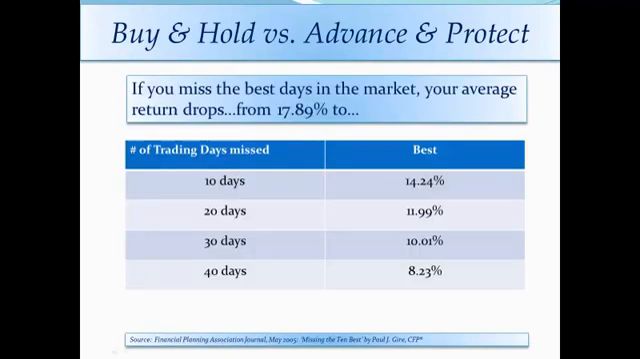According to the article, if you missed the best 10 trading days in that 15-year period, the S&P 500 returns were 14.24%. If you missed the best 20 days, the returns were 11.99%. If you missed the best 30 days, the returns went down to 10.01%. And if you missed the best 40 trading days over that 15-year period, the returns fell to 8.23%, less than half of the 17.89% annual average.